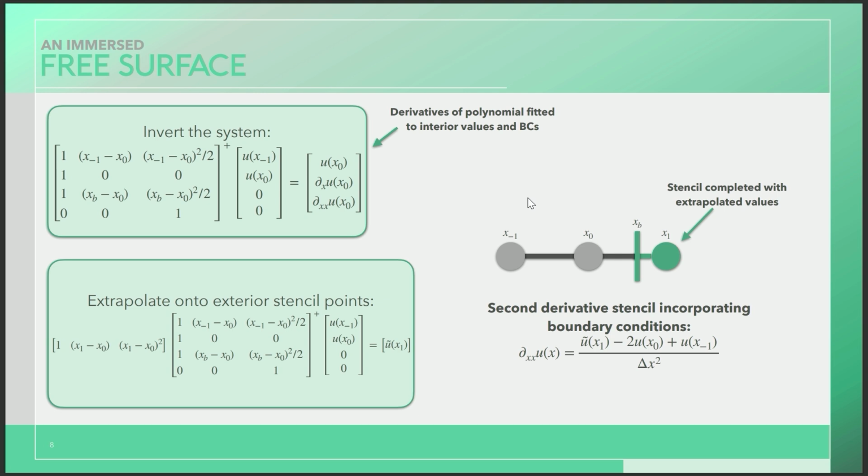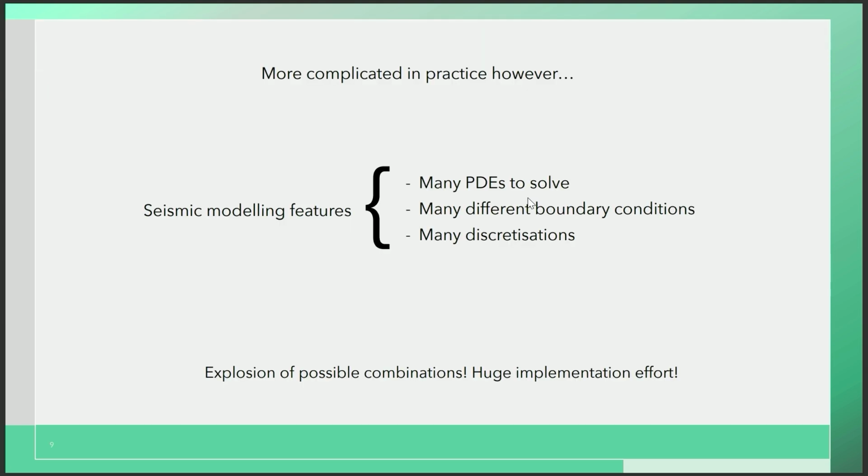So we can get an expression for the approximate function value at this point, and then substitute it back into our stencil expression, right? So this is fairly nice and straightforward. But the problem is, in practice, this is a lot more complicated, as many of you will probably have guessed.